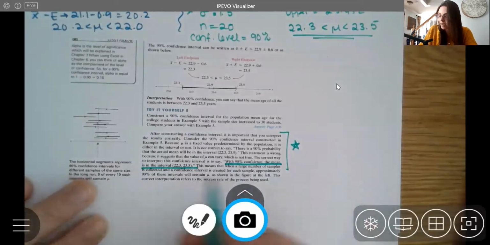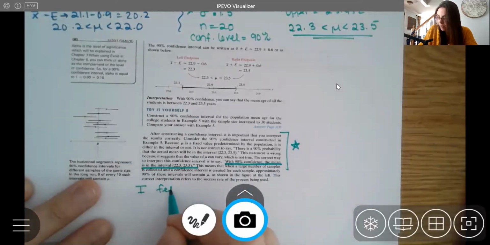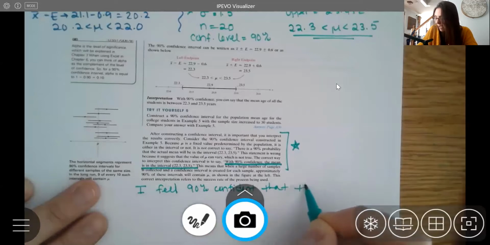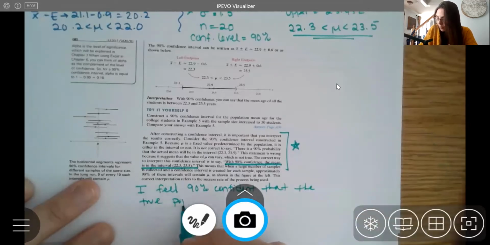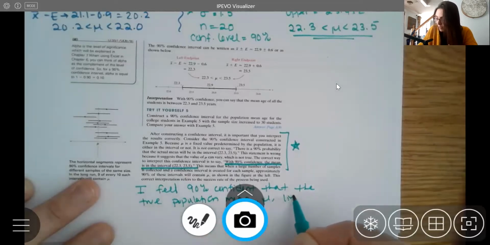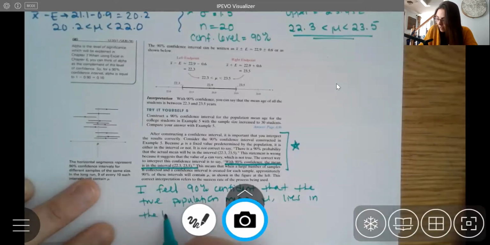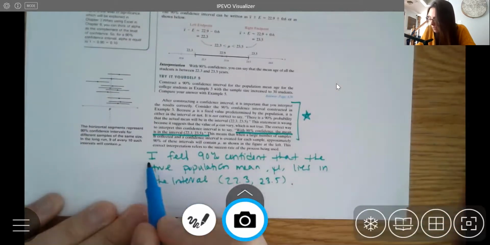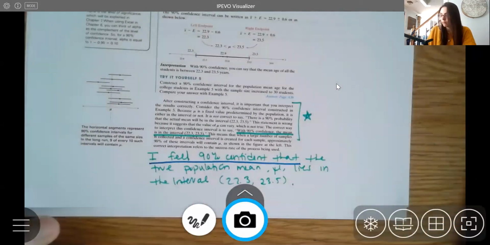Right? Another way to say it is I could say, I feel 90% confident that the true population mean, which is mu, lies in the interval, and in this case, the interval is 22.3 to 23.5. Okay, so this is really important here. I know it seems kind of silly and maybe not important that the wording is correct, but it is.